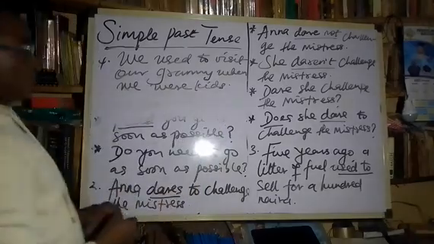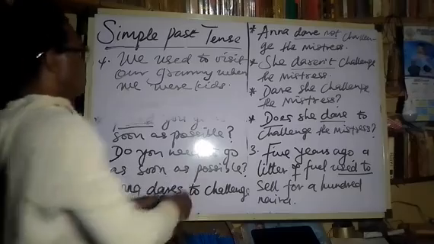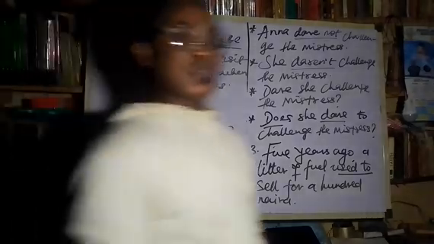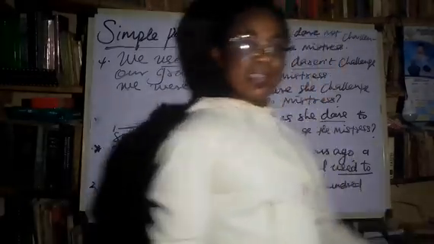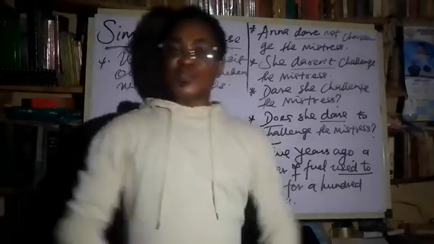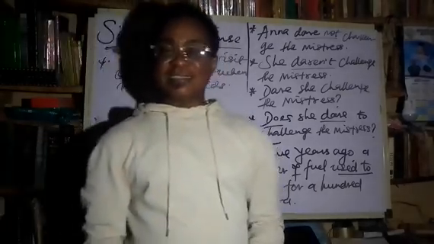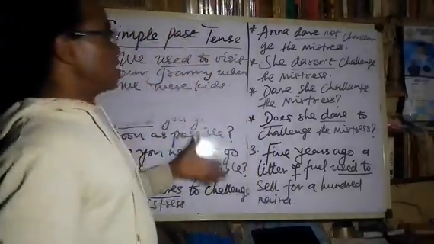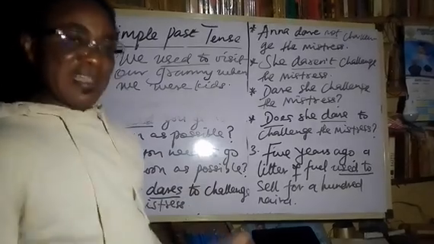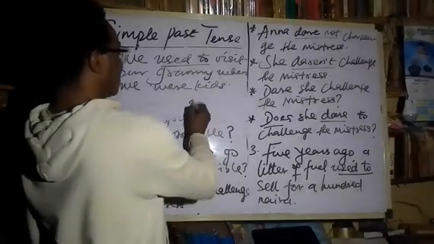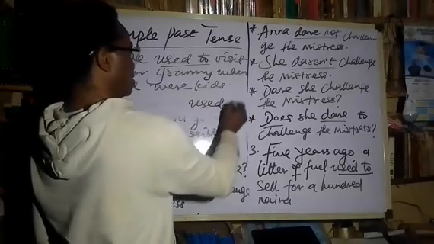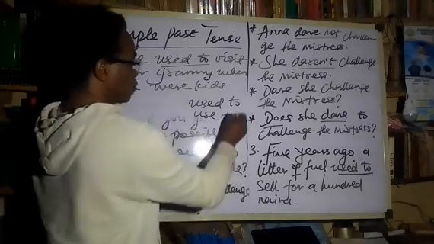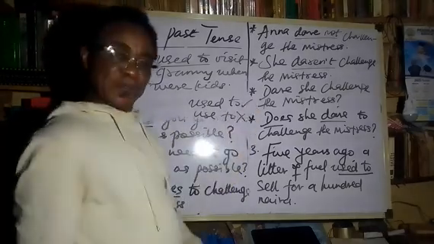So this sentence 4 says, we used to visit our granny when we were kids. That means that we are no longer kids. So we no longer visit our granny. It was something we were doing while we were kids. Then I'd like you not to forget that this verb is written used to, but not use to.